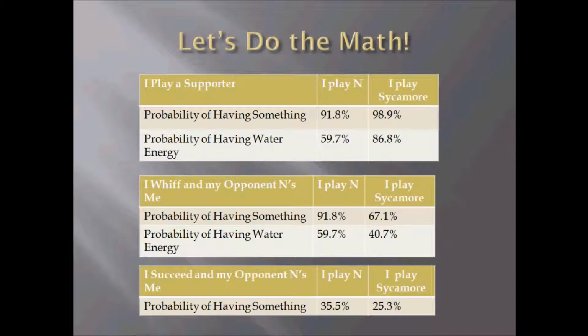Then I have a 91% chance of getting a card that I want, a playable card, if I played an N previously, because both Sycamores get put back in my deck. And if I don't, I'll have a 67%, which means I'll have a 2/3 chance of being able to make a play next turn. More importantly, though, I have a 60% chance, no matter what, of getting a water energy. So I can basically guarantee myself a water energy in 2 to 3 turns if I play an N, whereas I basically have to get it next turn if I play Sycamore.